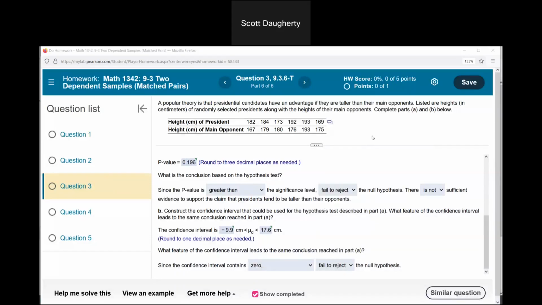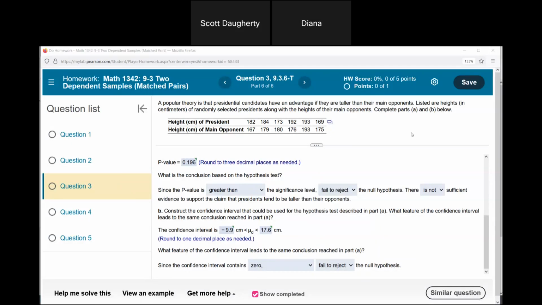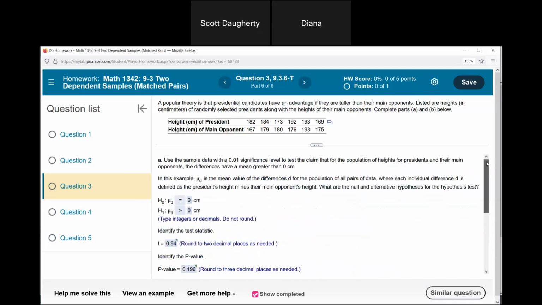It says a popular theory is that presidential candidates have an advantage if they are taller than their main opponents. And then listed below are heights in centimeters of randomly selected presidents along with the heights of their main opponents. And if you read further, there's a part A and a part B. Part A says use the sample data with a 0.01 significance level to test the claim that for the population of heights for presidents and their main opponents, the differences have a mean greater than 0 centimeters.